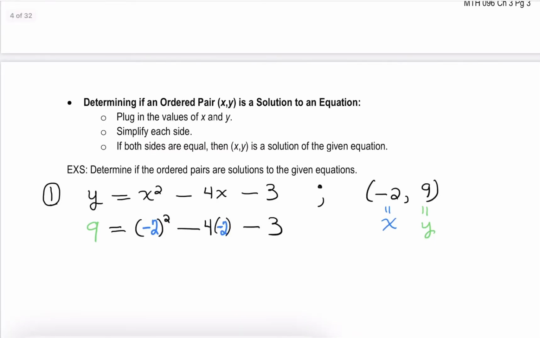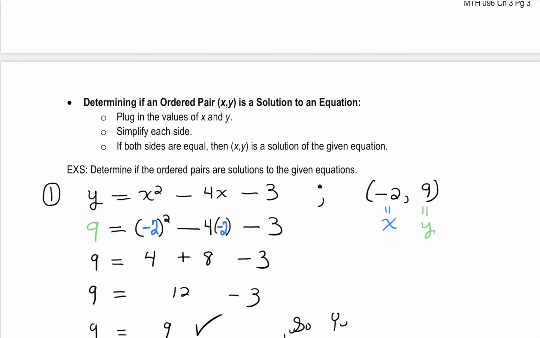So as we do our simplifying here, of course, already simplified on the left, negative 2 quantity squared, that is negative 2 times negative 2, which is the positive 4. And then the 4 plus the 8, of course, is the 12. And 12 minus 3 is 9. So I get a true statement. 9 is equal to 9. So I'm just going to say yes, negative 2, 9 is a solution to that given equation.